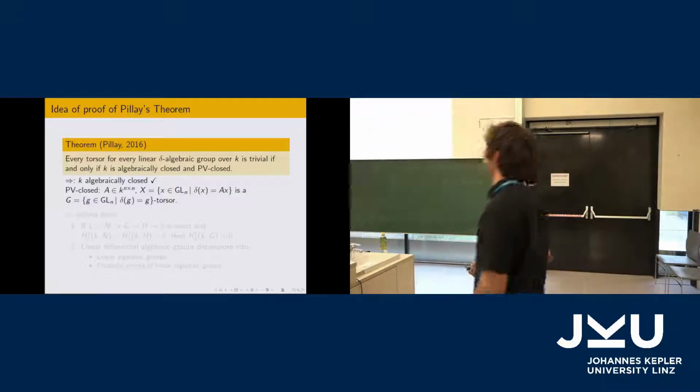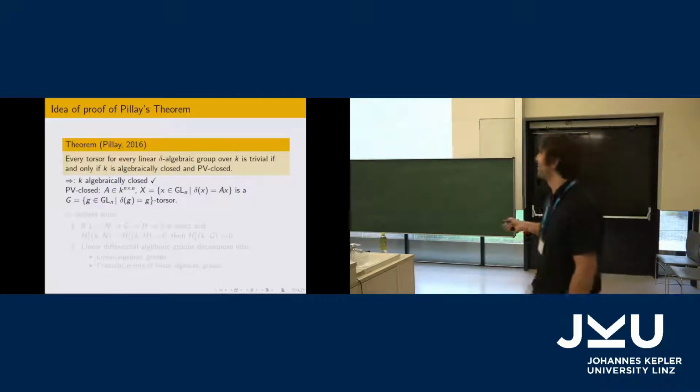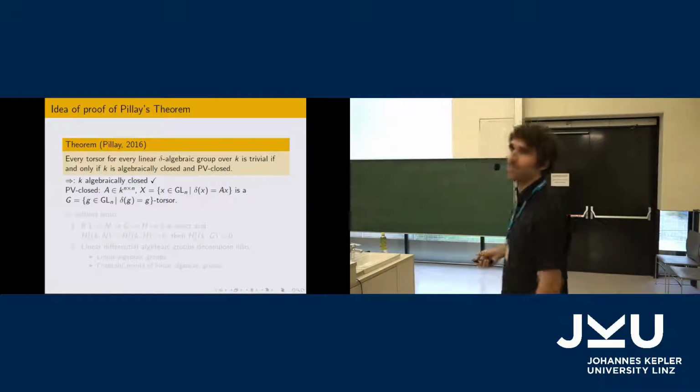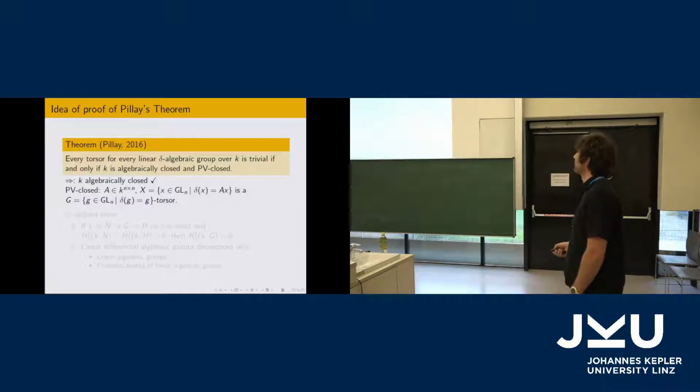Oh, yeah, it's equal to... Yeah, sorry. So it should be 0 here. So the G should be a 0 here. So if the torsor is trivial, then this exactly means that this equation has a solution.